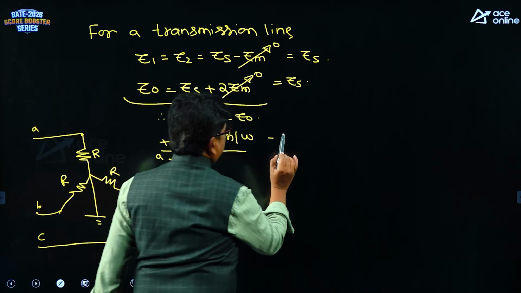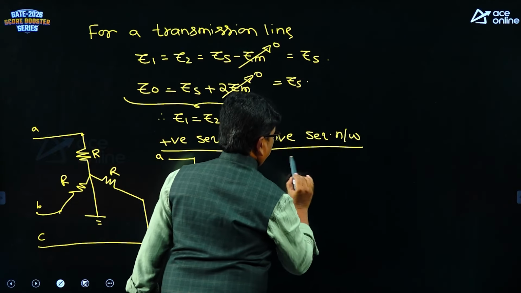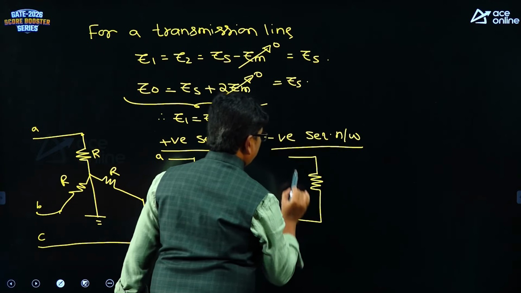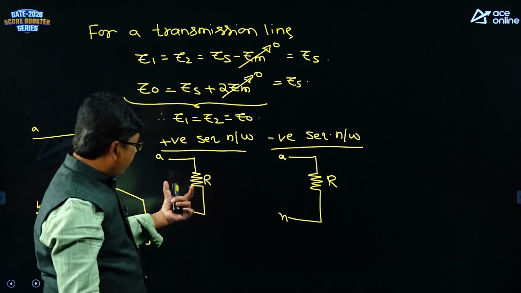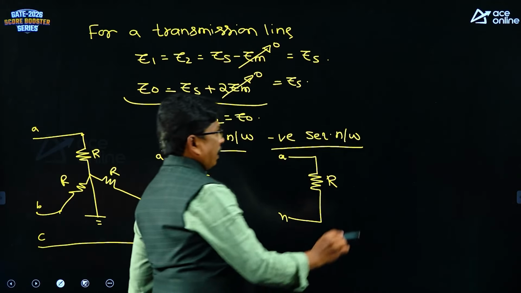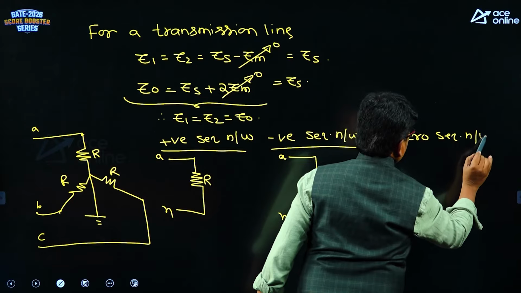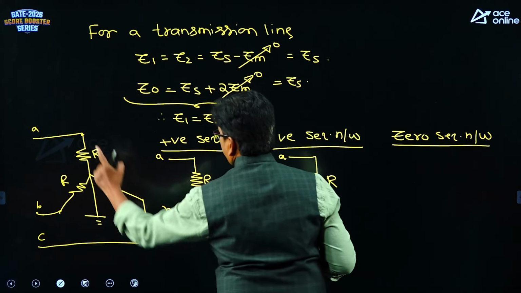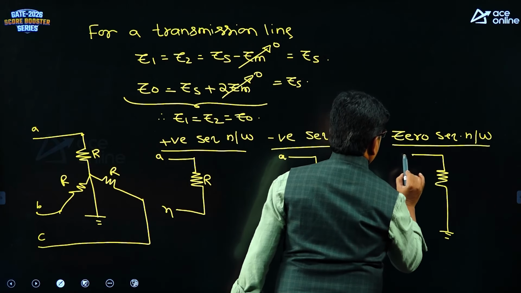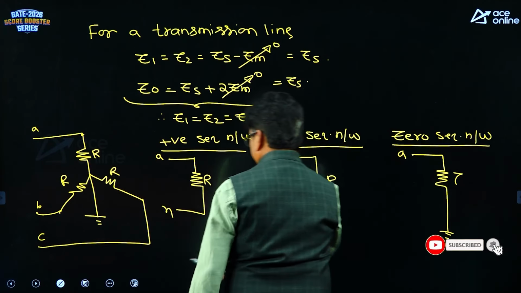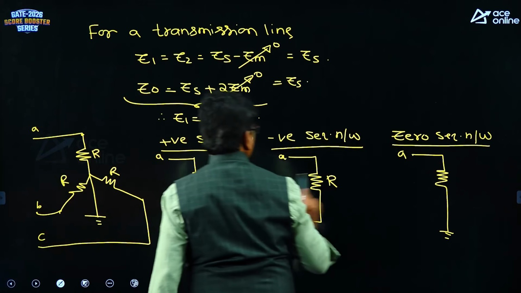If you see the negative sequence network, it is the same. From A to the neutral point, the value of resistance is R. So Z1 is R, Z2 is also R. And what about the zero sequence network? The zero sequence network should be drawn up to the ground point, from A to the ground. This is A, this is R. The zero sequence impedance is also R.